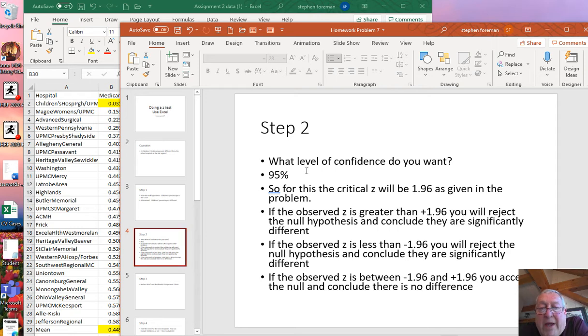In step 3, we ask what level of confidence do we want? Well, it's 95, and as given in the problem itself, the critical z for this is 1.96. If our observed z is greater than 1.96, you're going to reject the null hypothesis and conclude that children's is significantly different from the other hospitals. Similarly, if the observed z is less than minus 1.96, you'll reject the null and conclude that they're significantly different. If the observed z is between minus 1.96 and plus 1.96, we accept the null and conclude no difference.